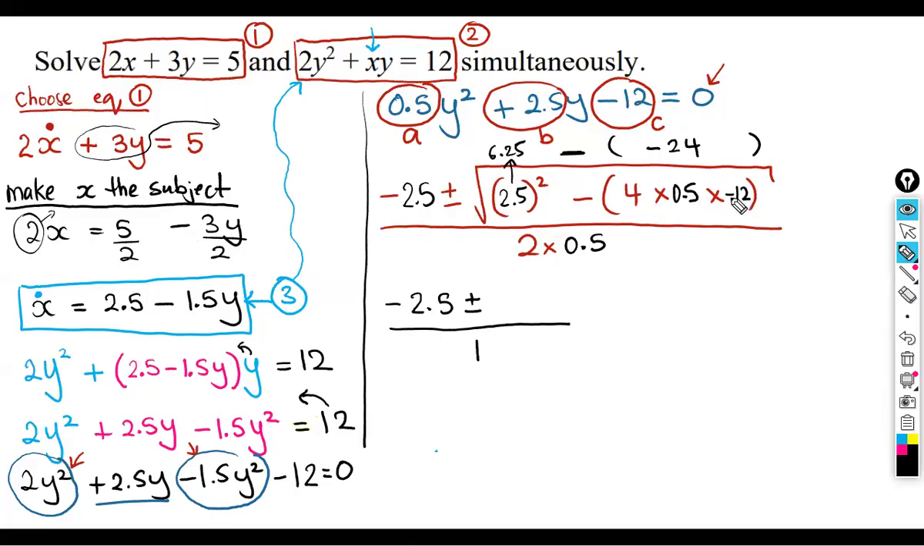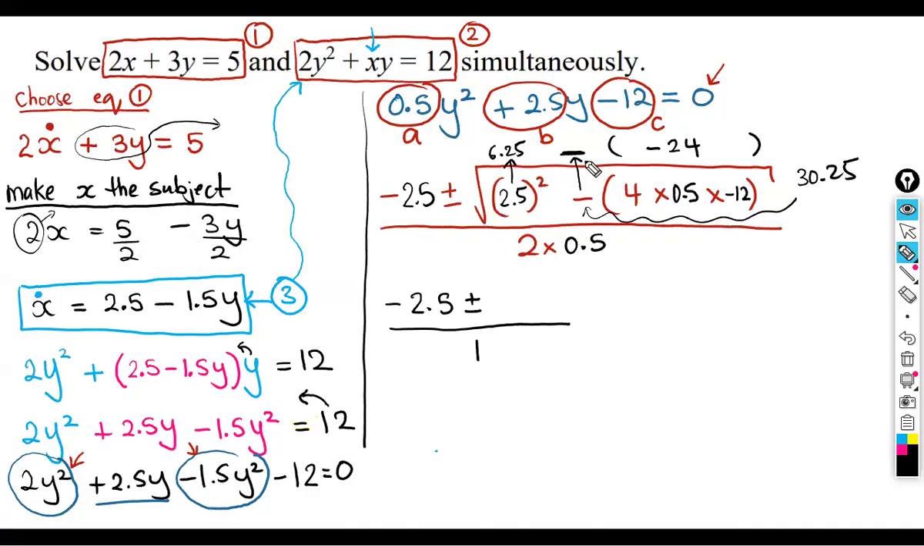So when you work out the brackets, you're going to get minus 24, but you have a minus sign according to the formula waiting on the outside. So you end up with 6.25 minus minus 24. A minus and a minus is a plus. So you're going to end up with 6.25 plus 24. Underneath here, we ended up with 30.25. Make sure that I just add the 6.25 to the 24.